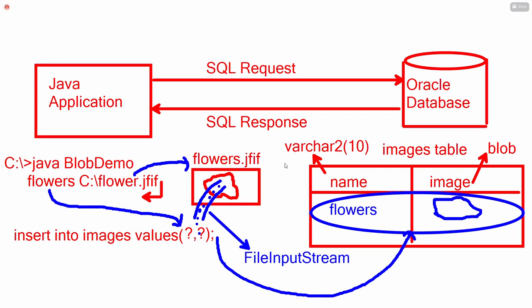Open a file for reading. After that, read the data. That data we have to place here, in the second question mark, the image. But an image cannot be typed directly from the keyboard. It should come from a file. That is the reason one stream is required. This is called file input stream. Through file input stream, the file content comes. That content we are going to store. Okay, write this diagram.